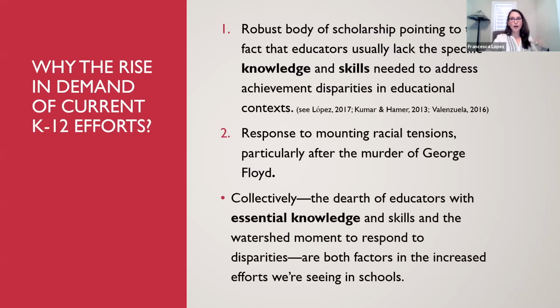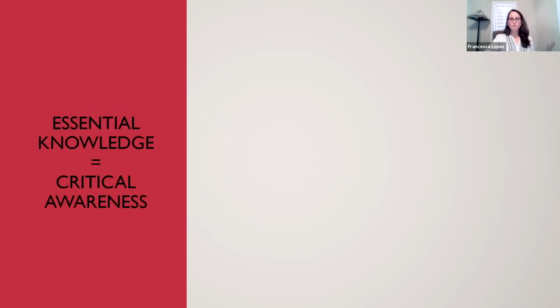So collectively, you have this paucity of educators with the specific knowledge that they need and this watershed moment in our history. And now here we are where we are, right? A lot more stuff going on in the background, but these are two very important issues that we have to keep in mind. So when I refer to essential knowledge, sometimes in education it's called critical awareness or critical consciousness, and there's a lot to unpack here, but I'm going to summarize it for you in three very brief points.